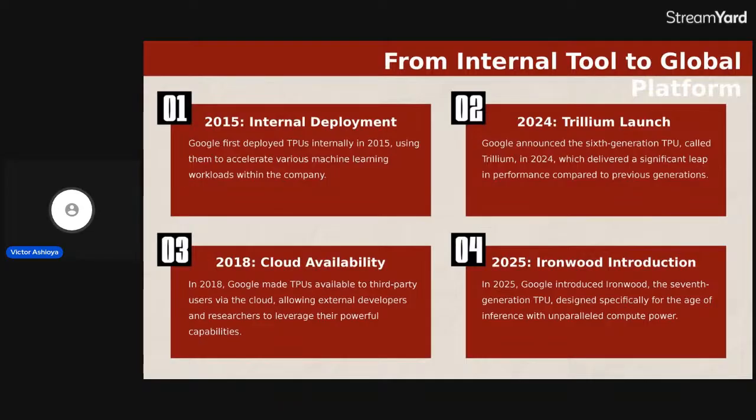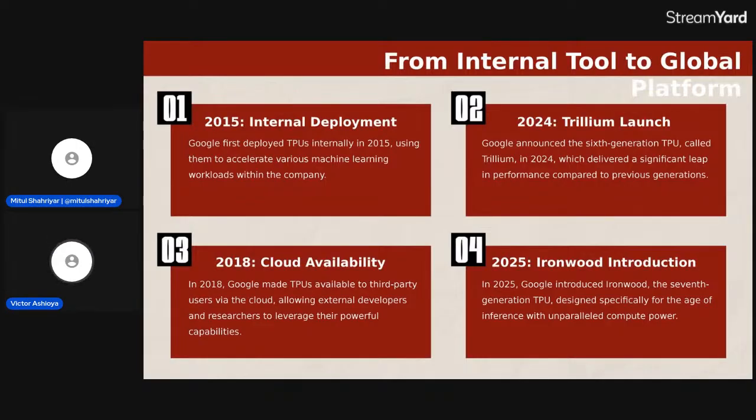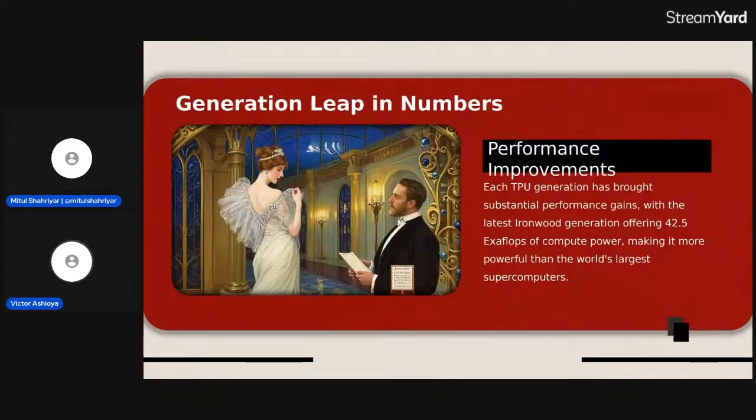Then the Ironwood introduction. This is now the seventh generation iteration of it, designed specifically for the age of inference and parallel compute. Now we are at the age of test time compute, high inference. So this is what Ironwood comes to do. But yeah, this is just a bit of context.